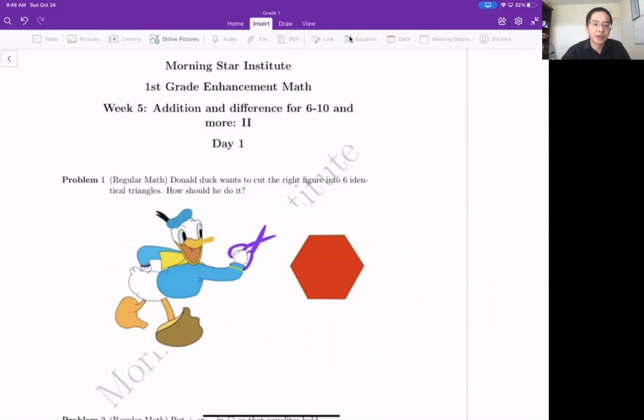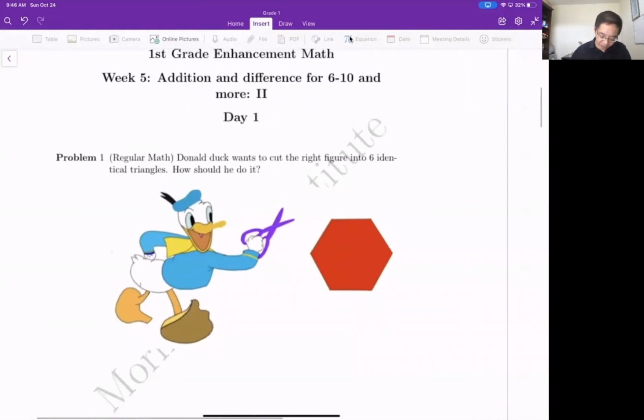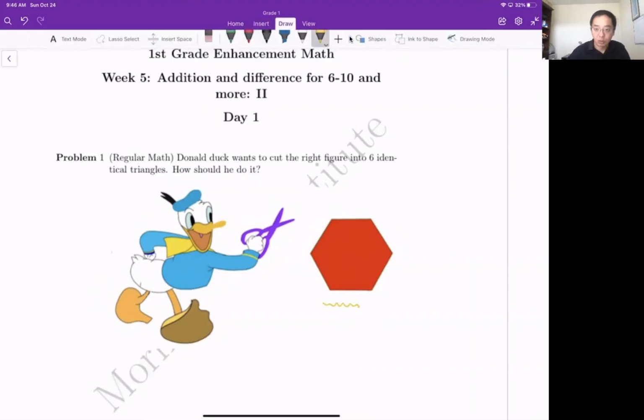In this video, we'll go over problems in week 5 practice. First, let's look at day 1, question number 1. Here the problem says, on the right-hand side, we have this shape, which is a so-called regular hexagon because it has 6 sides and 6 angles, and all the sides are the same. This is called a regular hexagon.